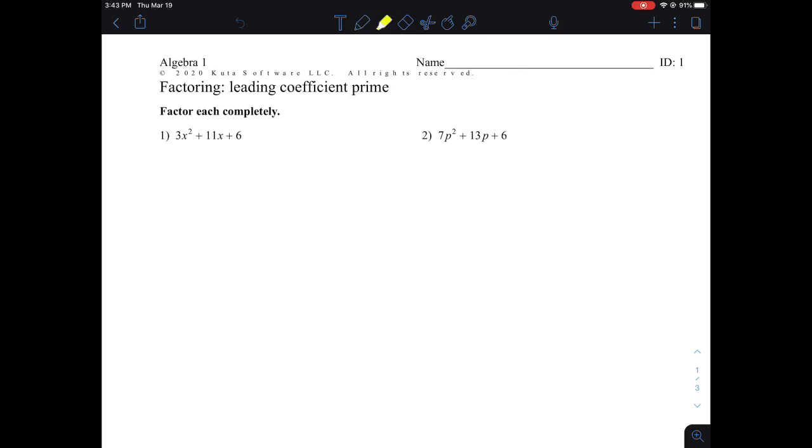So I'm looking, and because this number is not a 1, I can't just put x and x at the front of my binomials. However, it is a prime number because the only numbers that multiply together to make 3 are 1 times 3. So what that means is I can have a 3x and a 1x in my binomials when I start to make them, because 3x times x makes 3x squared.